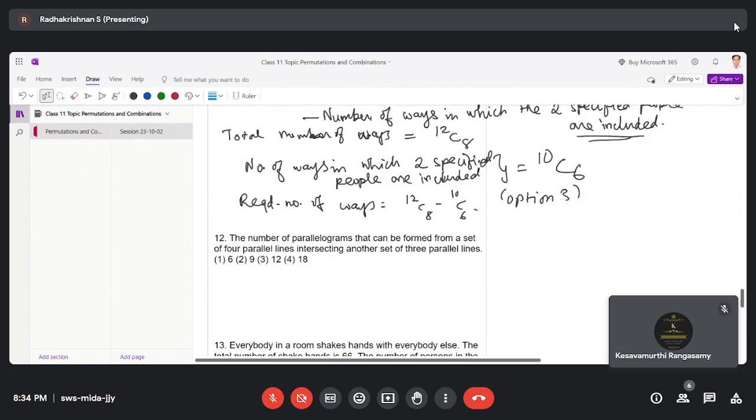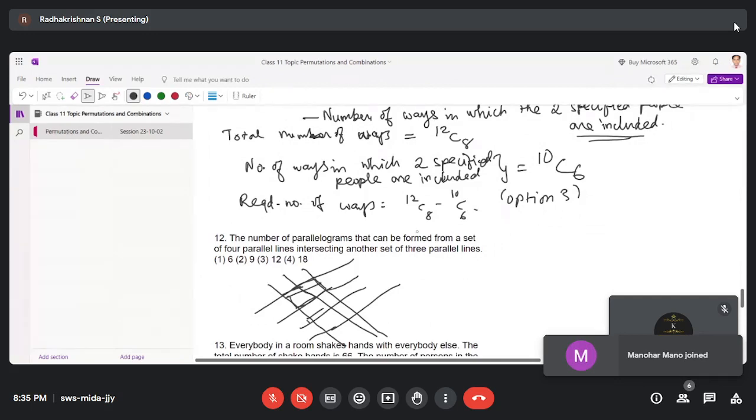The number of parallelograms that can be formed from a set of 4 parallel lines intersecting another set of 3 parallel lines. There are 4 parallel lines, intersecting another set of 3 parallel lines, something like this. So each one is a parallelogram, through intersection, whatever we get. For example, this is one parallelogram. This is also a parallelogram. This is also a parallelogram.